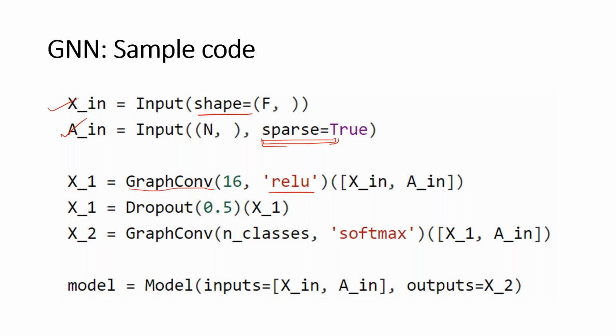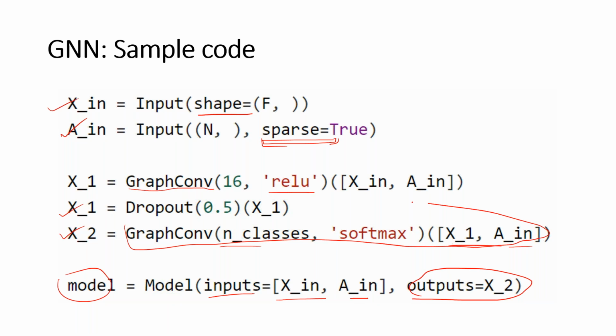With the ReLU function on top of that, and then you define the dropout for each of these nodes, and x2 is the output of the combination of x1 and a1. Then you define the model, and the model will have an input of x_in and a_in, and you get an output as x2. So x2 is the output that we get. Just to have a quick idea of how GNN is formulated.